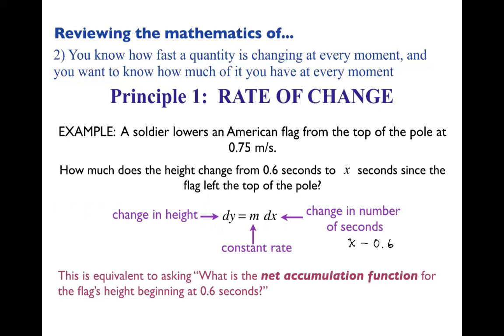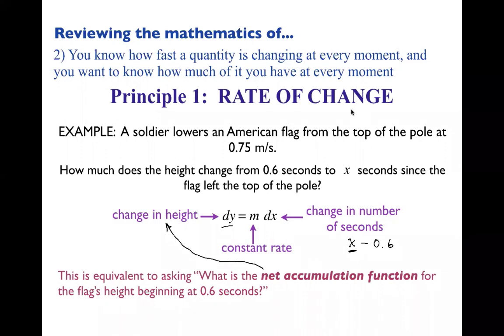So what I'm really asking you now is equivalent to asking, what is a net accumulation function for the flag's height beginning at 0.6 seconds? So what does a net accumulation function give us? For any time x, it will give us the change in height, dy, since 0.6 seconds. How much did the height change since 0.6 seconds at any number of seconds since we started lowering the flag from the top?